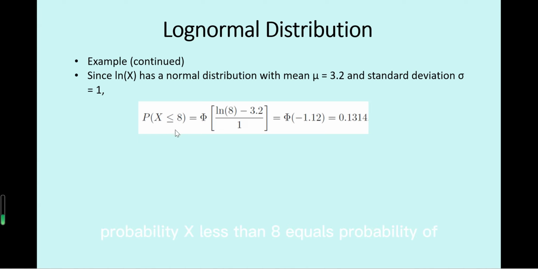The probability of X less than 8 equals the cumulative probability of (log 8 minus mu) divided by 1, because log X has a normal distribution. So we can use (log x minus mu) divided by sigma, which will be a z value, a standard normal distribution random variable. We can get this directly from the normal distribution table, which equals 0.1314.